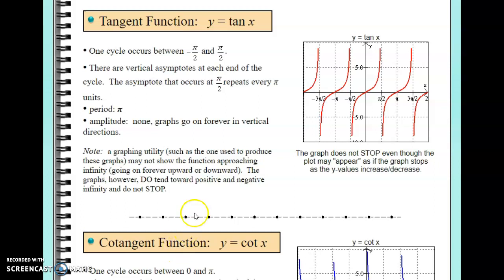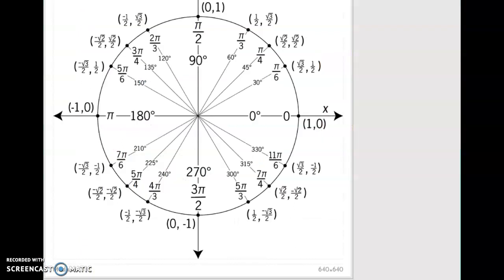So if we get started by looking at the graph of y equals tangent x, this is the general shape of it, and we get these values just like we did for secant, cosecant, sine, and cosine from the unit circle. So let's take a look at that again real quickly and just refresh our memories as to how we evaluate it for tangent. So here's the unit circle.